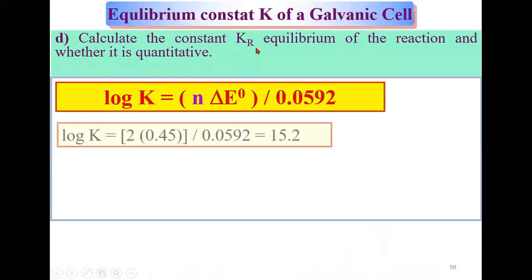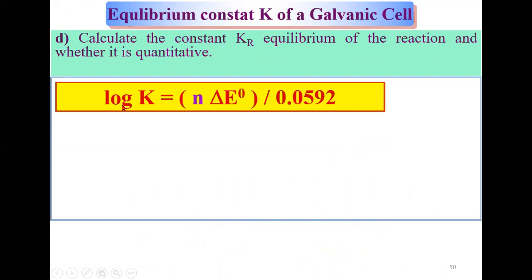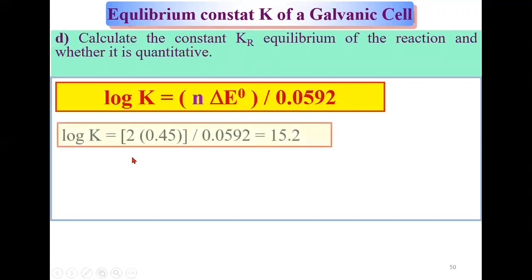Calculate the rate constant at equilibrium. Well, this we've done often enough. The log K is N times delta E naught divided by 0.592, and it's always delta E naught, even if you are under non-standard conditions, okay? The total number of electrons transferred is 2, or you could say 1 times 2, because it's the N transferred for each half cell. The delta E naught, we calculated to be 0.45, and 0.592. It is the division. Log K is 15.2.